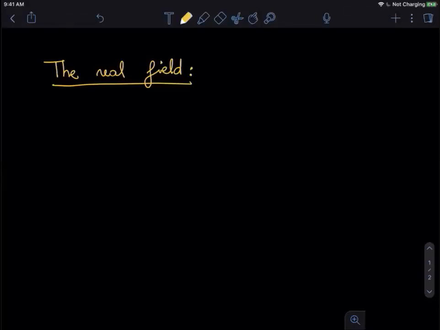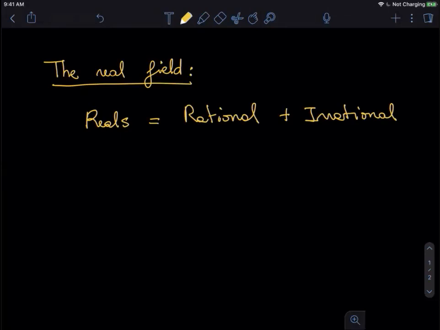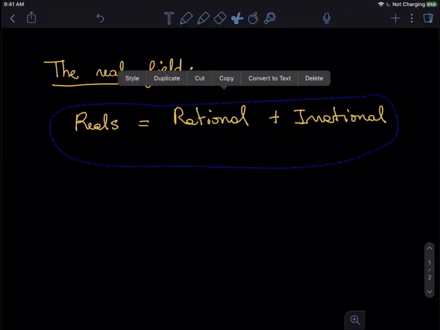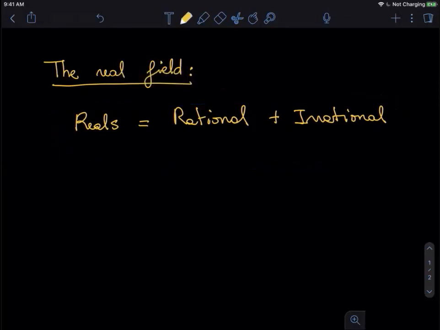If you ask around what the real numbers are, most people will tell you, okay, so the real numbers are the rational numbers and the irrational numbers. And that's enough for most people, or at least for many years before we actually learn more, right?